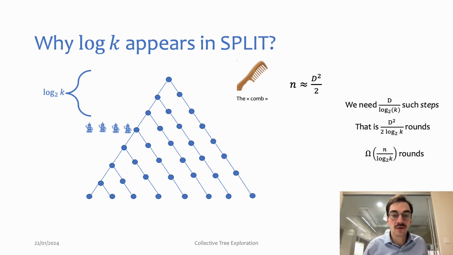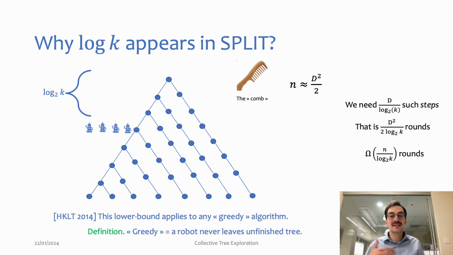So that's actually omega of n divided by log 2k. So this explains why the split procedure requires at least n divided by log 2k. It doesn't provide more than a logarithmic speedup. And actually this lower bound works not only for this algorithm, but for any greedy algorithm.